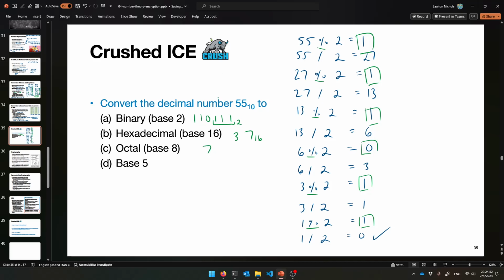So there's the number 7. The rightmost octal digit is 7 there. And then 110, that's just 6. So it's really 6, 7. You just read it off like that. That is the octal version of 55.